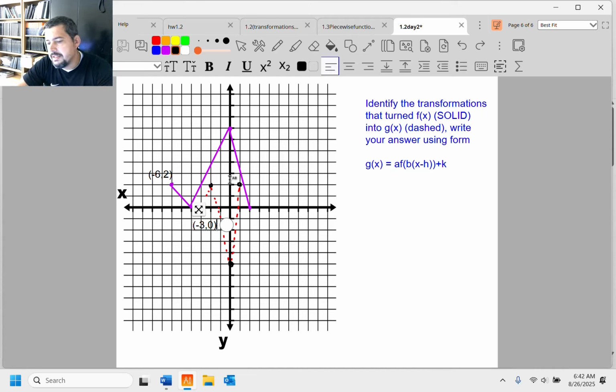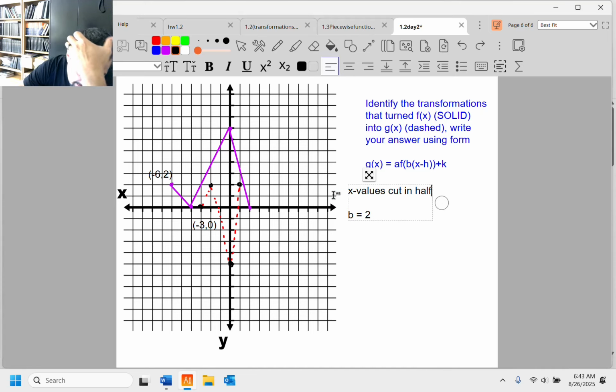So I can kind of tell that the x values were cut in half. That means that b is 2. I also noticed that the graph fell. Well, the graph also, not only does it look like the x values are cut in half, the graph doesn't look the same height. Let's see, what else we got up here? So maybe I don't need to be worrying about that.